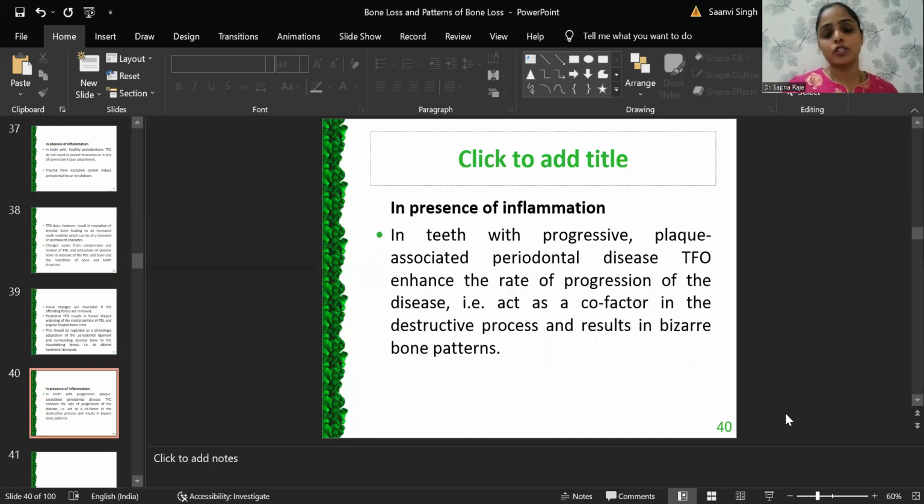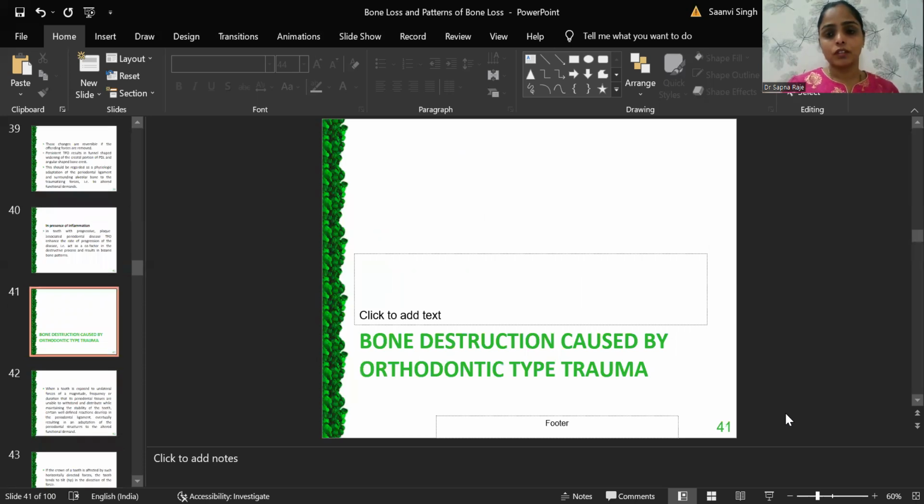In the presence of inflammation, in teeth with progressive plaque-associated periodontal disease, TFO enhances the rate of progression of the disease, that is, it acts as a cofactor in the destruction process and results in bizarre bone patterns. Now the bone destruction caused by the orthodontic type of trauma.